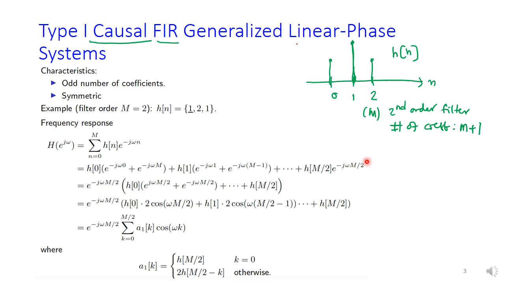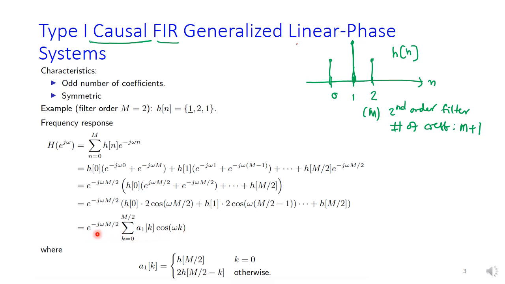What's next? You take e power minus j omega M by 2 common across all terms, right? And then, for example, this would give you e power j omega M by 2 plus e power minus j omega M by 2, the standard way you simplify these things. So e power jx plus e power minus jx would give you 2 times cos x. Same thing here, 2 cos of omega times M by 2, h of 0, and so on. Only the last term, once you have taken e power minus j omega M by 2 out, will be h of M by 2. Okay, this is the final expression.